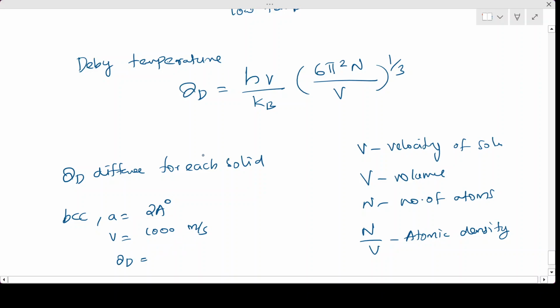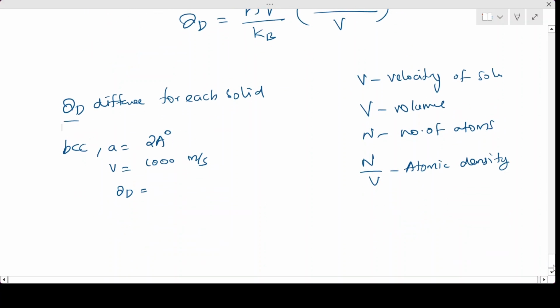So you can use this particular equation to find the Debye temperature for different velocity. Here v is actually the velocity, not the frequency that you want to specify, and the capital V here is the volume. Okay, so this representation you can see here.